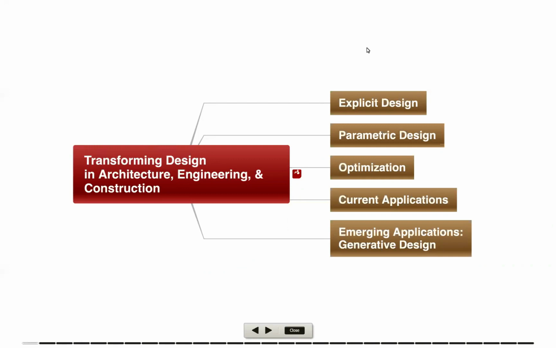And fundamentally, what we want to look at is just how these new tools are transforming the way we approach design in architecture, engineering, and construction. So we're going to look at the flow of the different design approaches and really think about what changes as we move from explicit design to parametric design and finally towards generative design. So let's go ahead and get started with that.